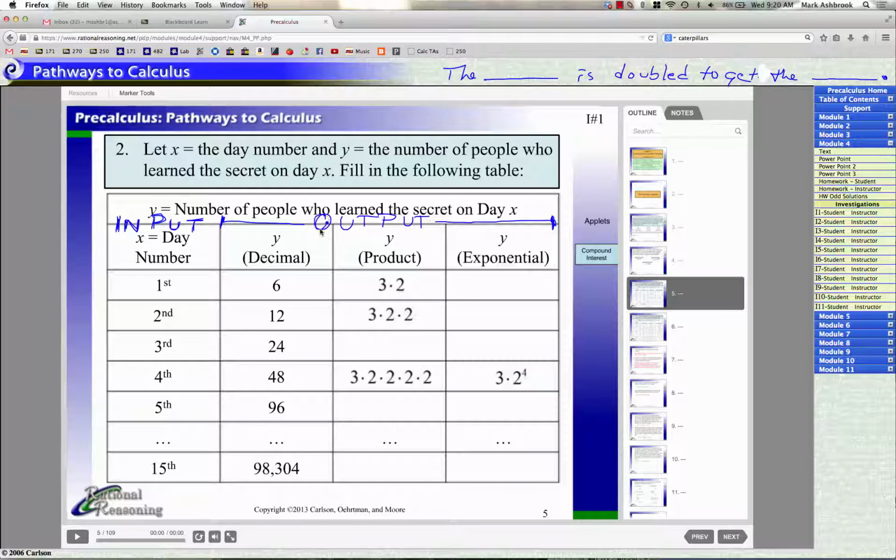Okay, let's hear some thoughts about this. What is doubled to get what? She said the output is doubled to get the input. Let's check that. Here we've got an output, 6. I'm going to double that, and I get 12. Is that the input? No? The output is doubled to get the output.